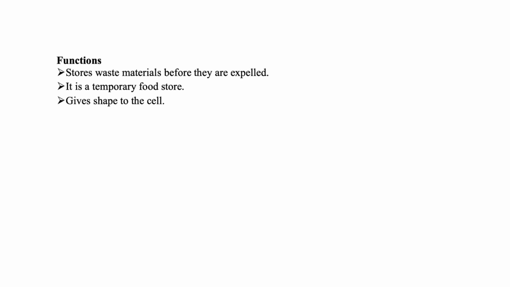What are some of the functions? One, it stores waste materials before they are expelled. Secondly, it is a temporary food store. So this sap vacuole not only stores wastes which are expelled afterwards, but it also stores temporary food. But it also gives the cell shape.